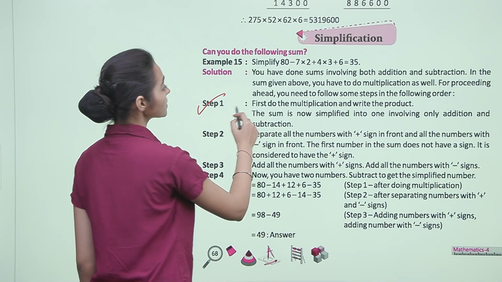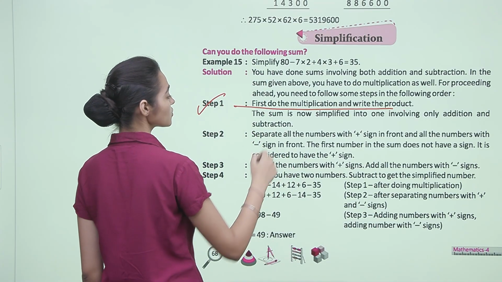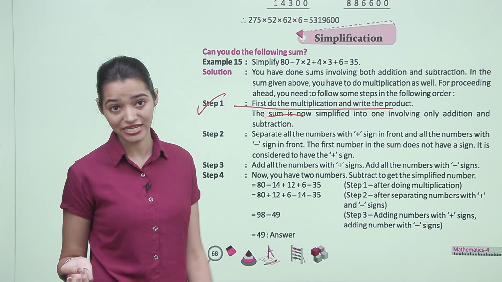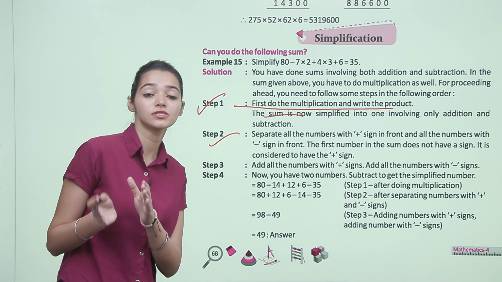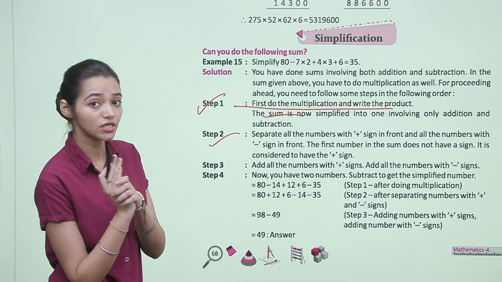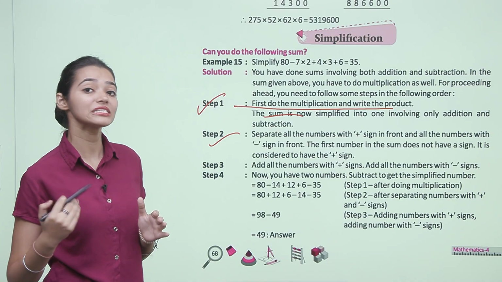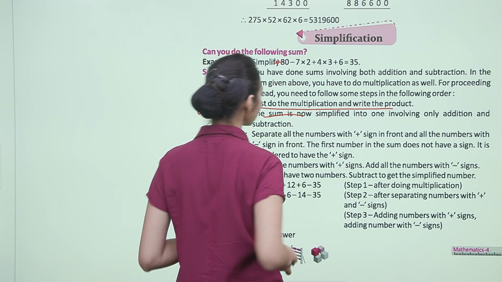Like in step 1, firstly we will do the multiplication and then write the product. So when we do the multiplication, the sum will become simplified and we will involve only addition and subtraction. Now in step 2, we know that there are sums with a plus sign in front, sums with a minus sign in front, and some that do not have any sign. So we will consider them as positive.